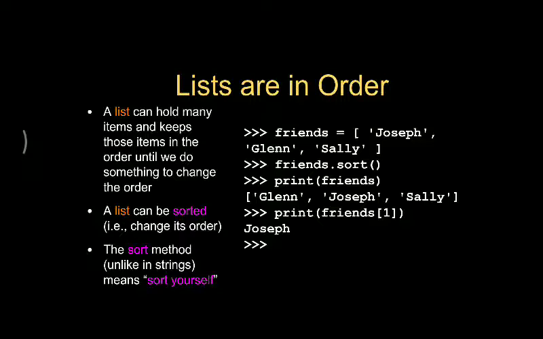So these three are the elements. If we give friends dot sort, it will sort according to alphabetical order: Glenn, Joseph, and Sally. Print friends of one will print the first element of the list called friends.